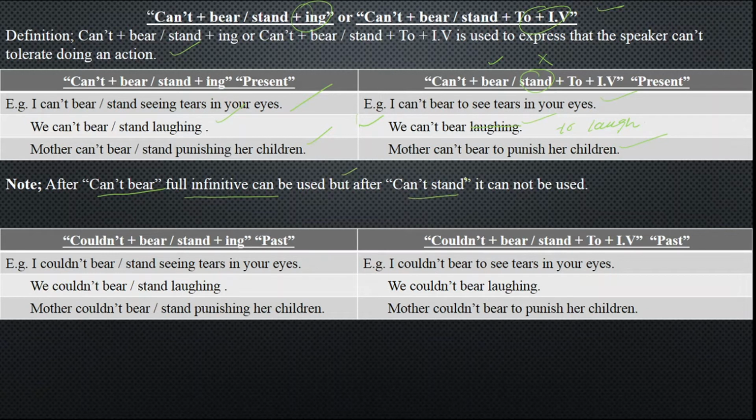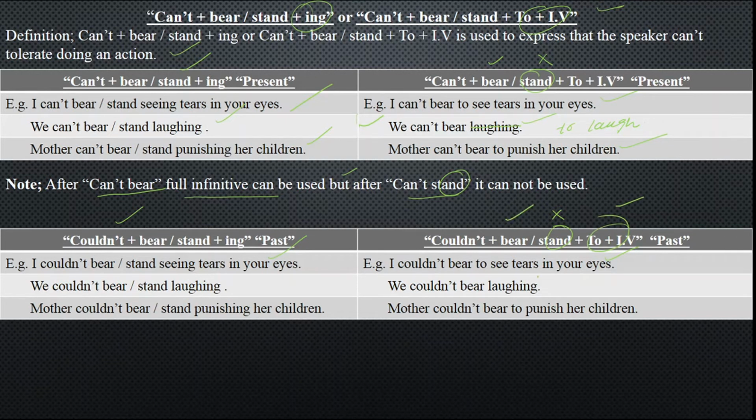Keep in your mind, stand will not be used. Stand is used over here, it is optional, but here you cannot use it. This should be in your mind. And for the past, you'll be using couldn't in the same sense, like I couldn't bear or stand seeing tears in your eyes. And over there, you'll say, I couldn't bear to see tears in your eyes, but not stand. It should be in your mind with full infinitive. To plus first form, you will not be using stand, you will only use bear.